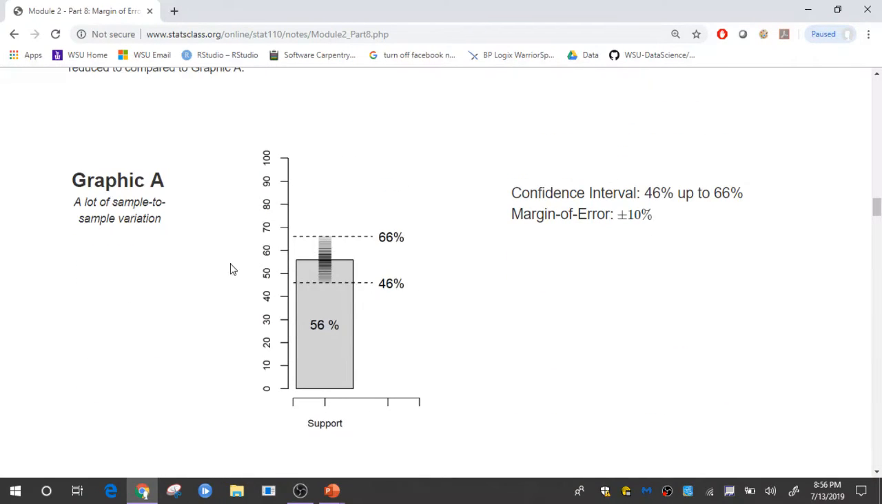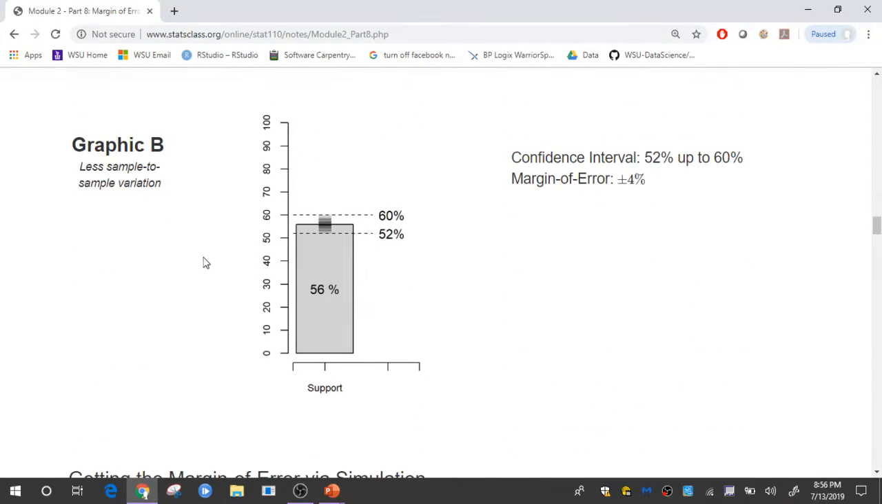So what we need to do with our reference distribution is, again, gain an understanding of how much sample-to-sample variation I'm going to have over the repeated sampling. Is it going to be in a situation like graphic A, or am I going to be in a situation like graphic B, where I have a much smaller amount of sample-to-sample variation and hence a much smaller margin of error quantity?